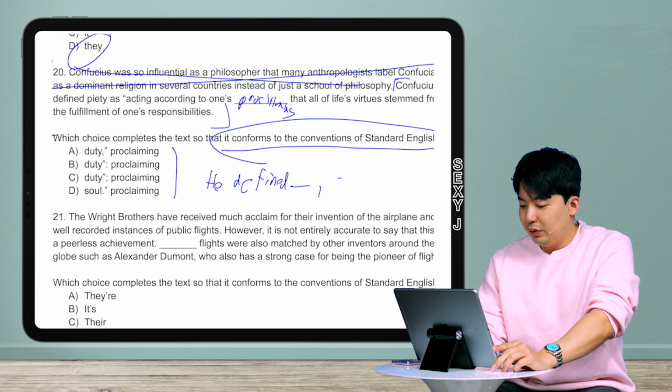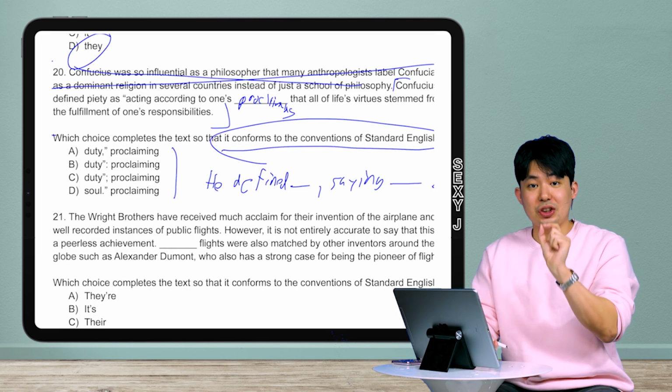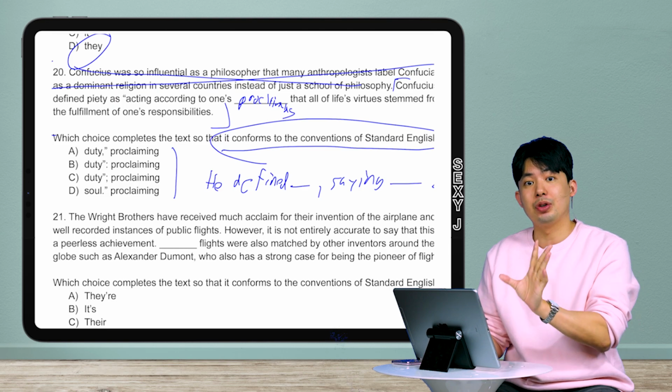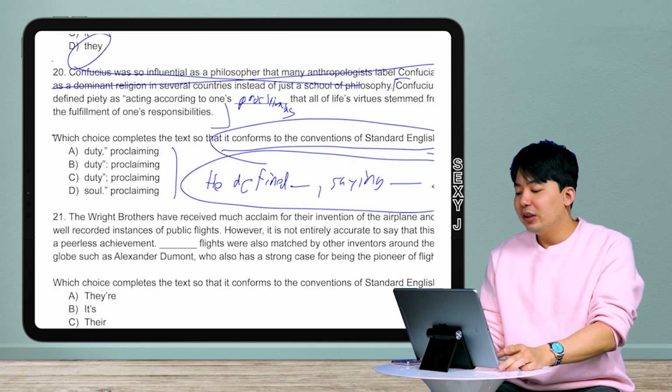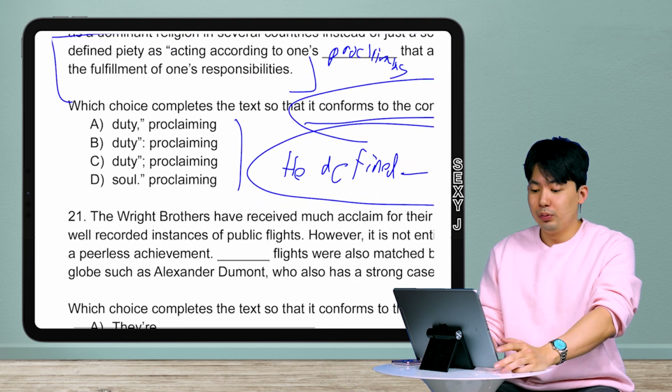He defined whatever, saying whatever, okay? So this is the skill that I want you guys to have for the grammar questions. Vastly, vastly oversimplify what's in the sentence. So Confucius defined a thing as something saying that. So if I do this, isn't it obvious, guys? These are not separate sentences, okay?